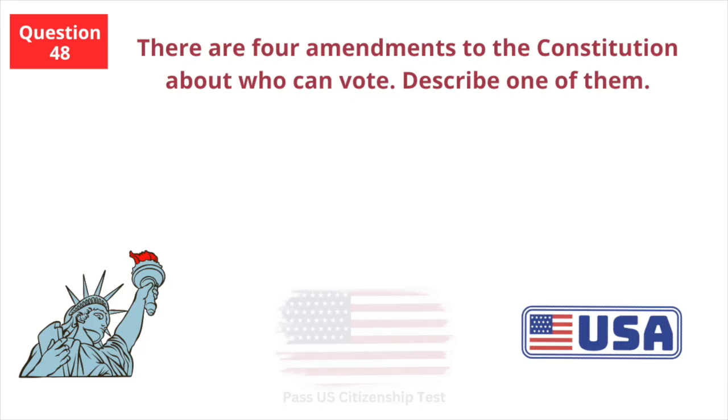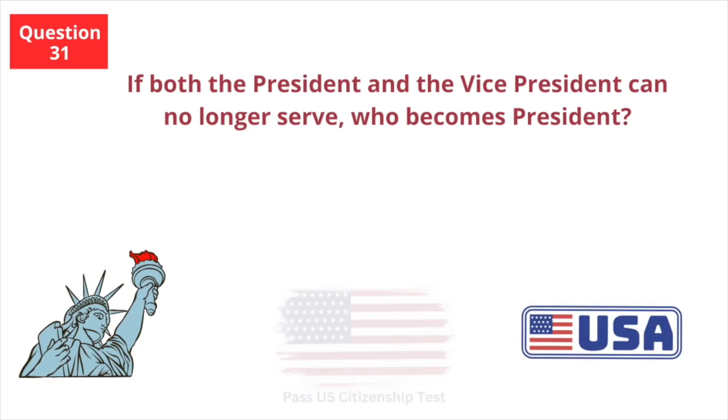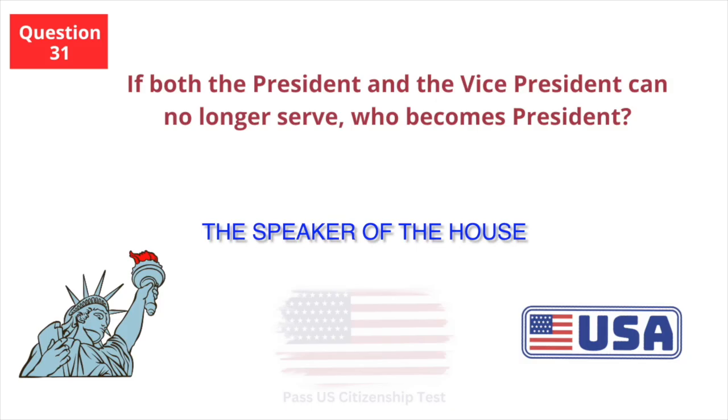There are 4 amendments to the Constitution about who can vote. Describe one of them. Citizens 18 and older can vote. If both the President and the Vice President can no longer serve, who becomes President? The Speaker of the House.